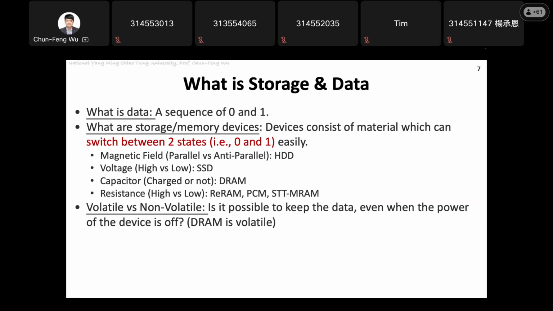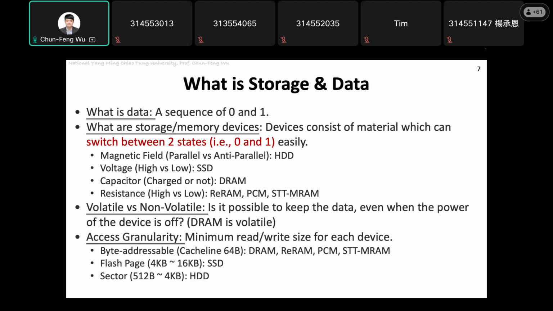Okay, there is another characteristic we already talked about a lot before this slide, which is non-volatility. Non-volatility is whether it is possible to keep the data even when the power of the device is off, even if there's no power. DRAM is volatile, so data stored in DRAM will get lost if there is no extra power supply.